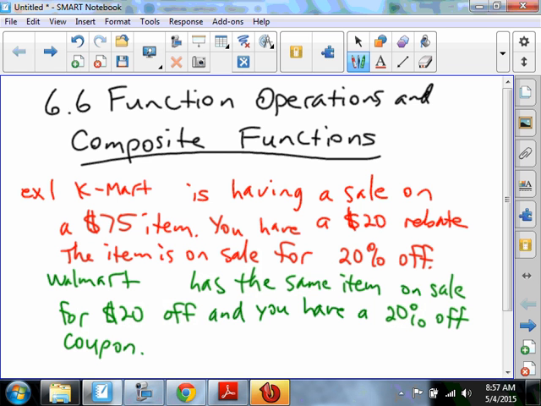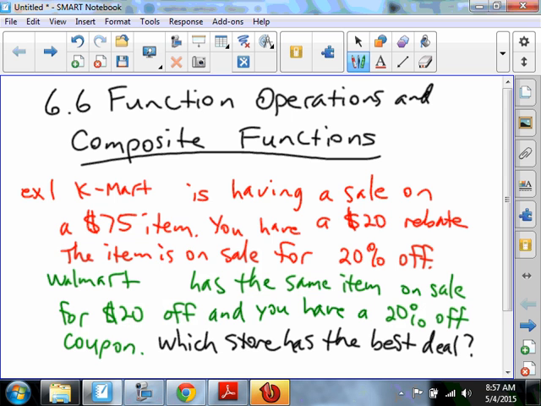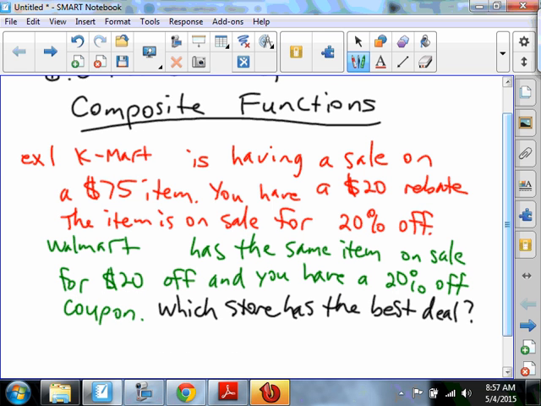So the question is, and we're not going to answer it right now, we're going to come back and apply what we learned to answer this. Which store has the best deal? And we'll answer a couple follow-up questions to that also.